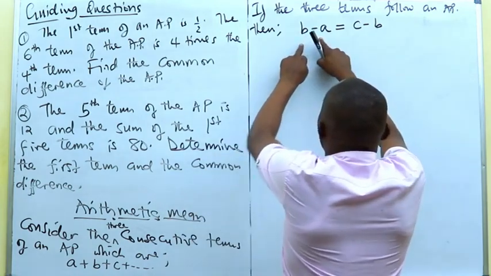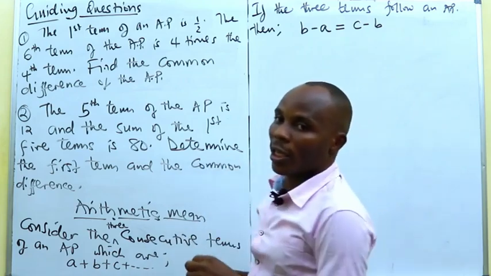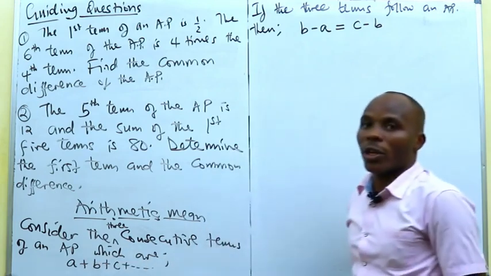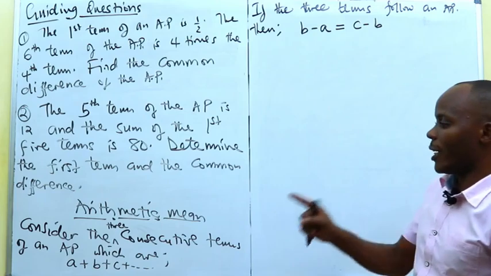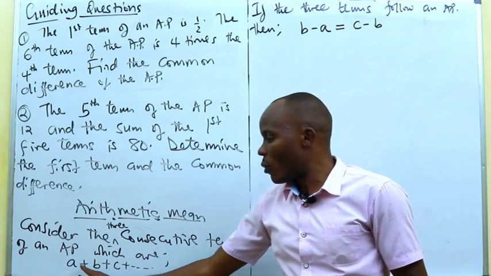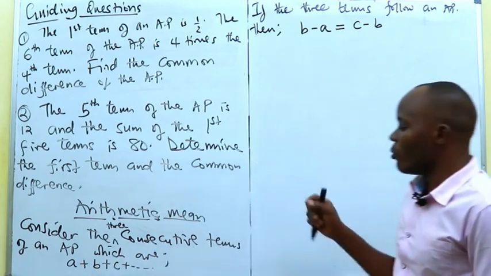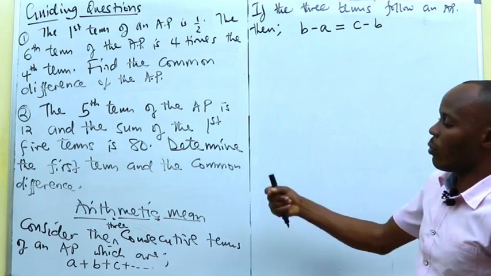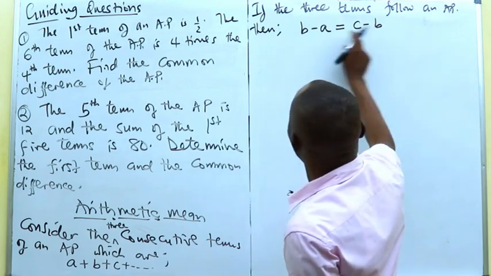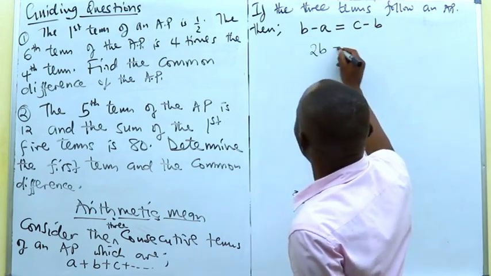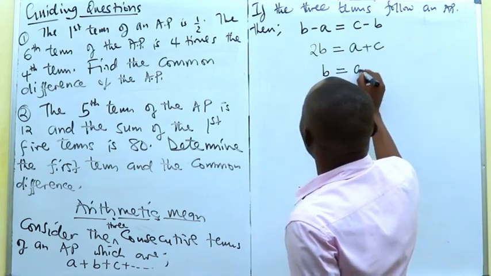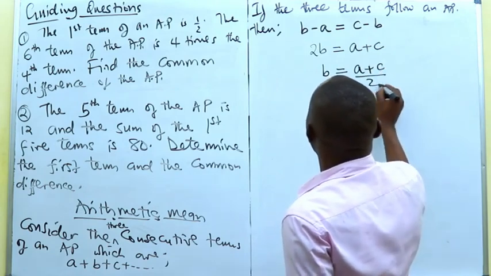Remember what we talked of the common difference? If you take off the first term from the next, that is B minus A, the result you get will be the same result if you take off B from C. That's what I'm doing here. So if I make B the subject, I bring this one this side and get 2B is equal to A plus C, and the value of B is (A plus C) all over 2.